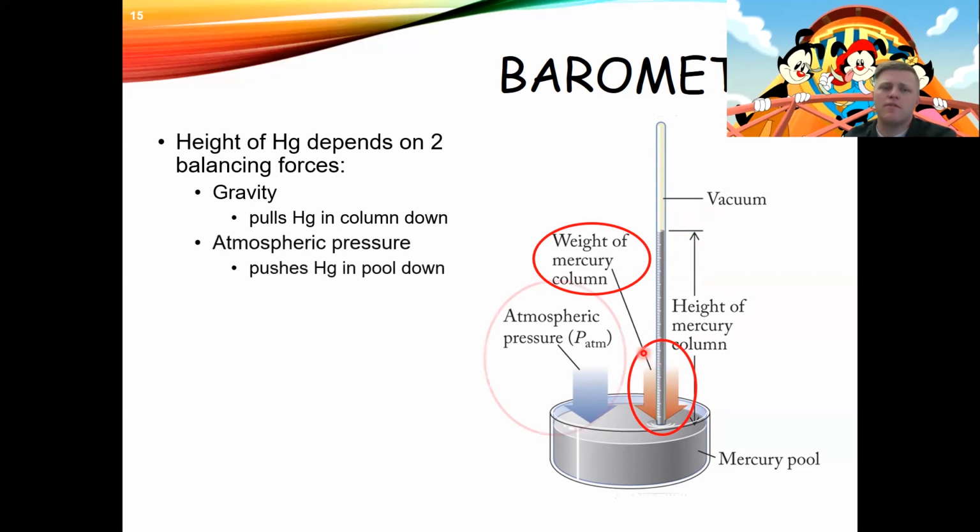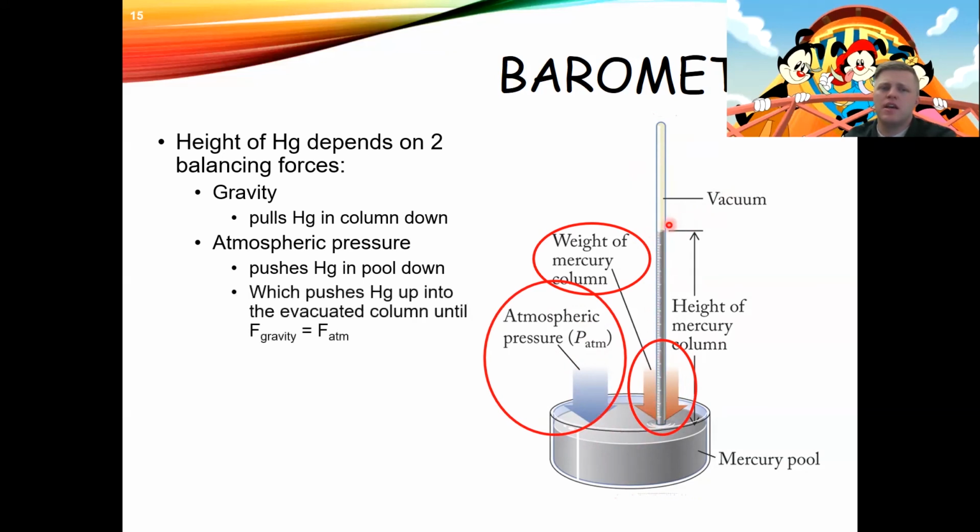The other force is what we've already talked about, this atmospheric pressure pushing on the mercury here. Because it's pushing and there's nothing in this vacuum pushing back, the atmosphere is actually able to push that mercury in there. So then the mercury will keep going until the amount of mercury in here getting pulled down by gravity is equal in force to the amount of pressure being exerted by the atmosphere.